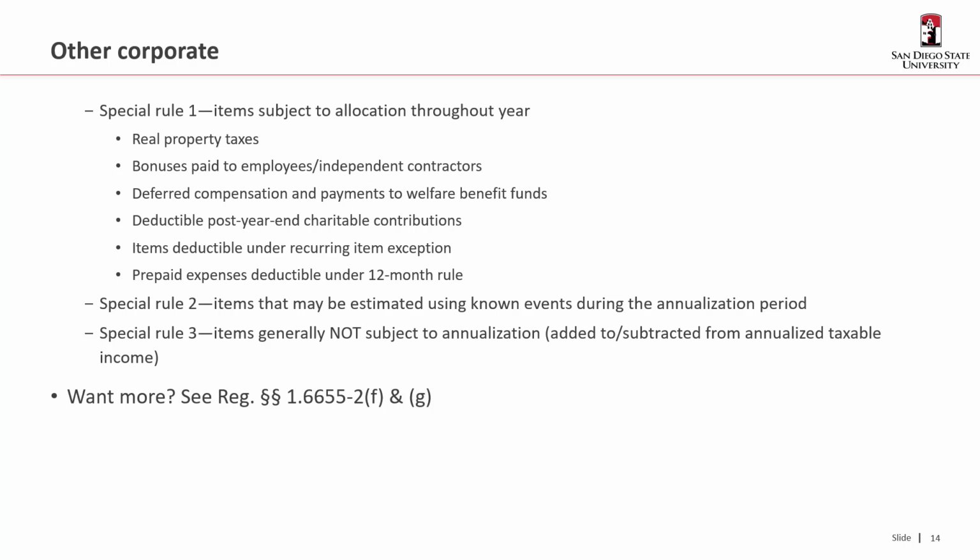And they're saying the same thing would be true of bonuses or charitable contributions that are deductible after year end, which we'll talk about that later and actually we've already talked about it, and the recurring item exception or the 12-month rule. There's a couple other special rules we're not going to dig in too deep on. If you really want to understand those, the regs cover those under 1.6655-2(f) and (g). Feel free to read those at your leisure.